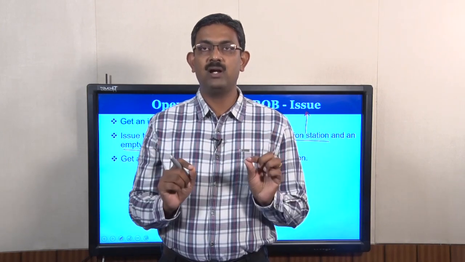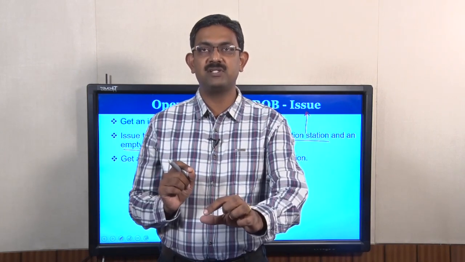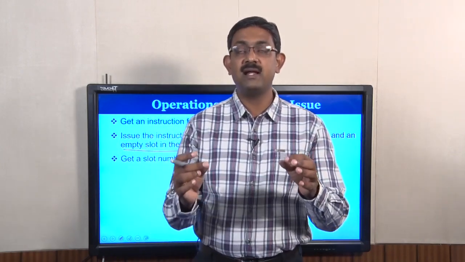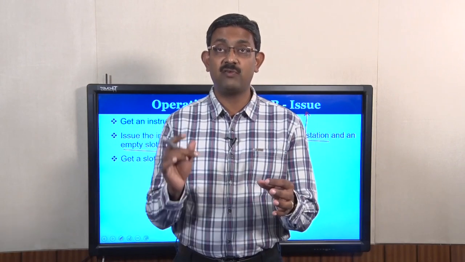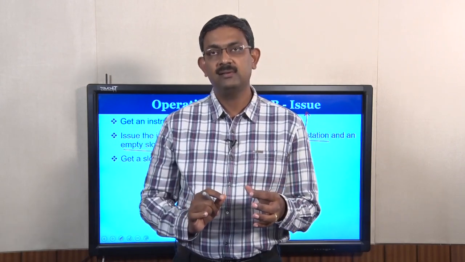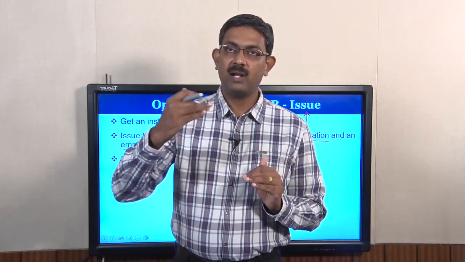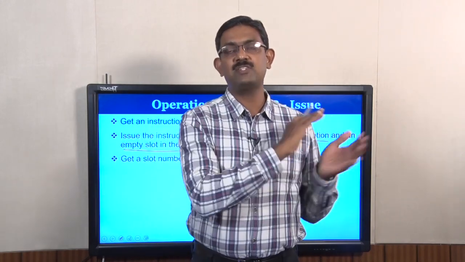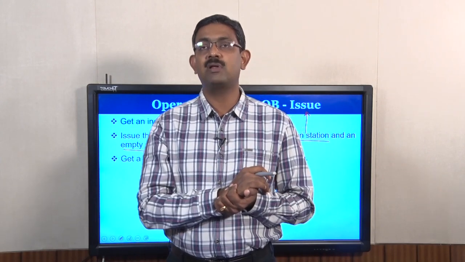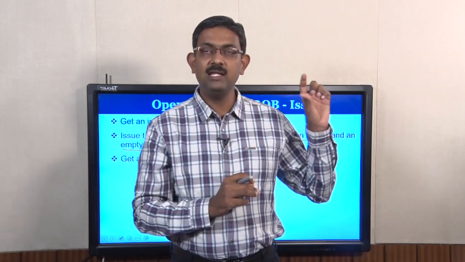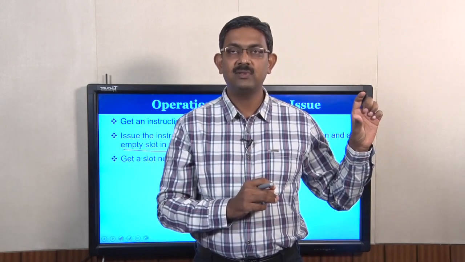I need to check for two entries. Do I have a space in the reservation station associated with the operation? Let's say my operation is multiplication. I have to check whether there is an entry free in the reservation station of the multiplier. If so, I have a space there. Second, if my multiplication is over, do I have a space in the reorder buffer where I can temporarily store the result? So, I am pre-booking a slot in the reorder buffer and I will get a number.